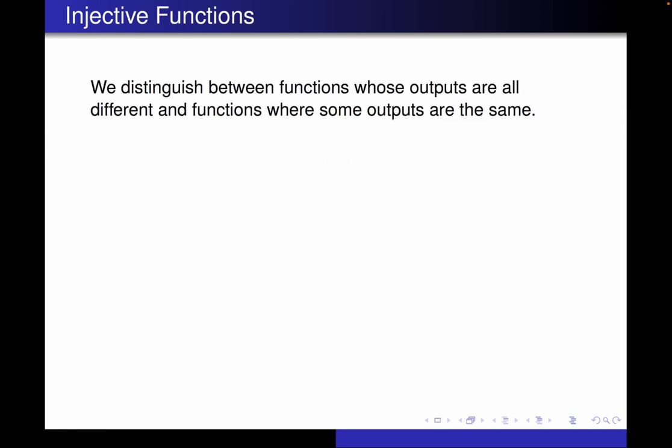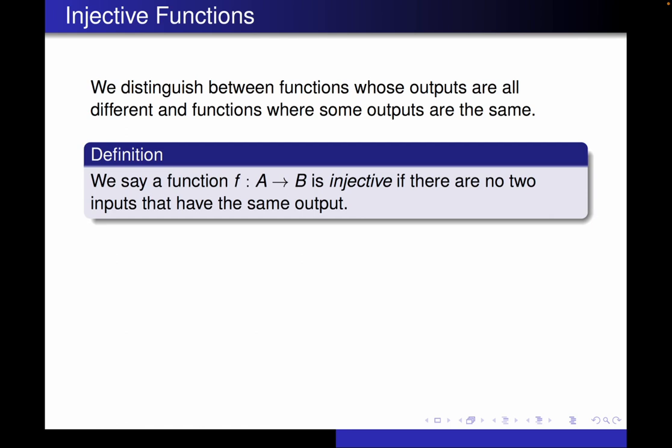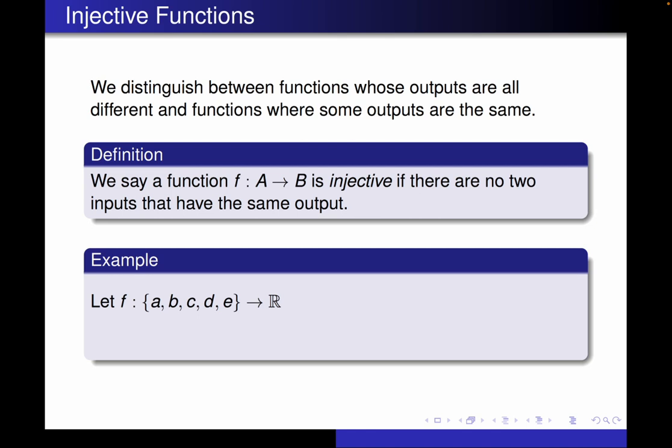However, this does indicate that we might want to distinguish between functions whose outputs are all different and functions where some of the outputs are the same for different inputs. So we say a function f from the domain A to the codomain B is injective if there are no two inputs that have the same output. So let's look at an example.